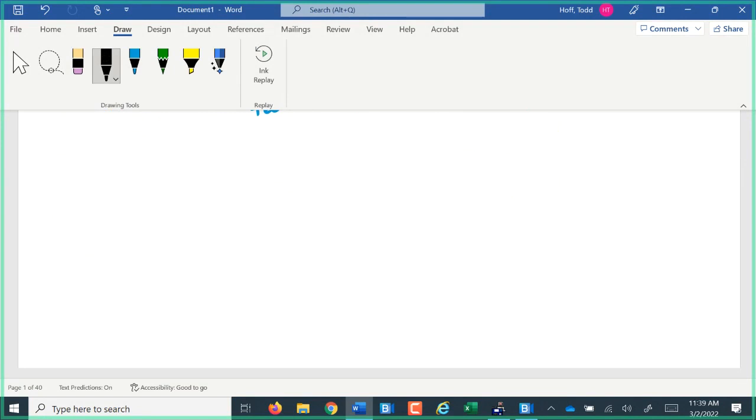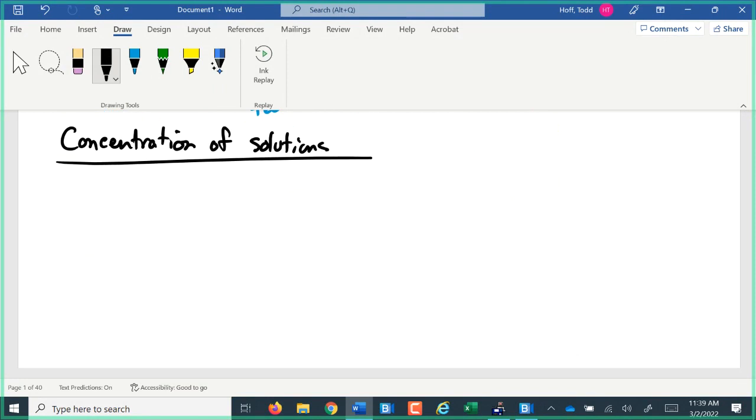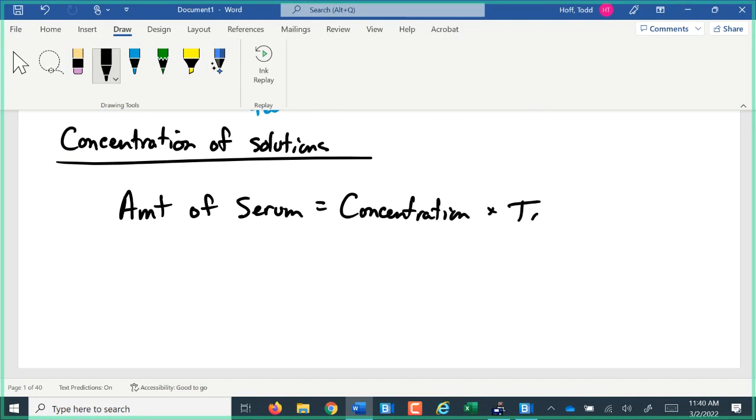Another important thing that we're going to use in this unit is that concentration formula, the concentration of solutions. Remember, the amount of the active ingredient, we're going to call it the serum, is equal to the concentration times the total amount.